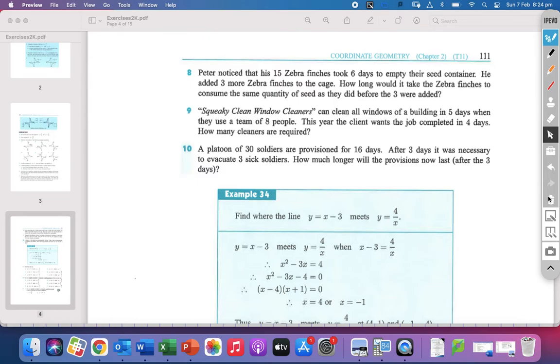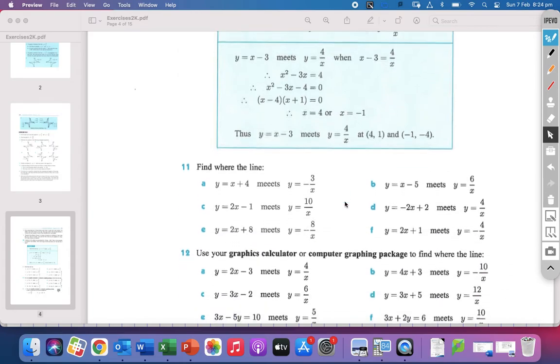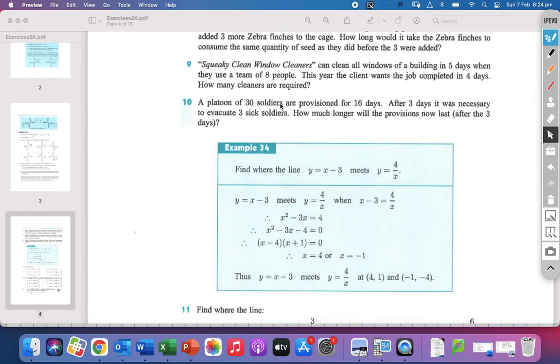Now, there's one near the end that was a bit more confusing. So let's look at that one quickly. Oh, it's here, number 10. A platoon of 30 soldiers are provisioned for 16 days. So 30 soldiers, I'll call them S for soldiers, 16 days gives us some amount of provisions, which I should work out, shouldn't I? 480 soldier days worth of provisions. But I might just write provisions.